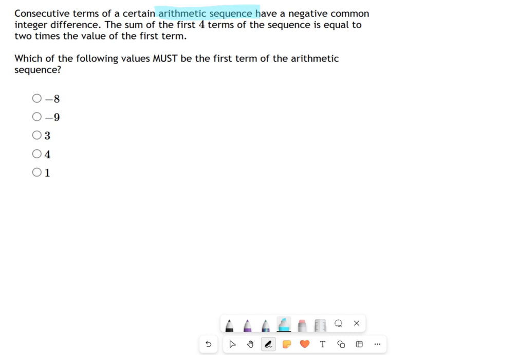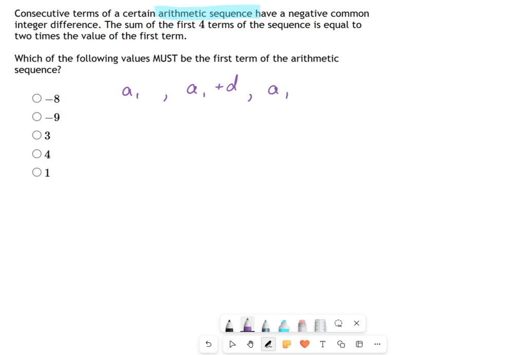So maybe your terms are 1, 3, 5, 7, and so on, right? That plus 2 every time. Or maybe it's something completely different. But here's the way I'm going to write it because I don't know anything else. I'm going to write this. That's my first term, okay? And this is my second term. See what's different? I just added d to it.